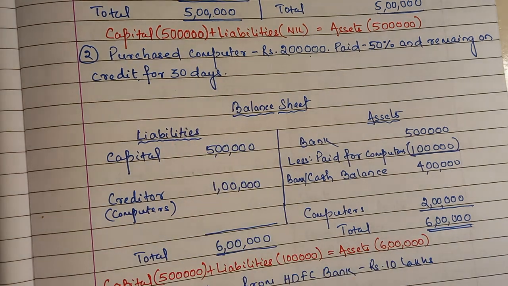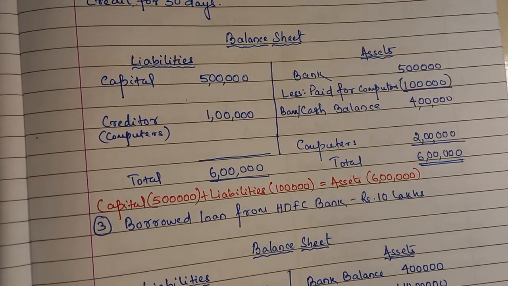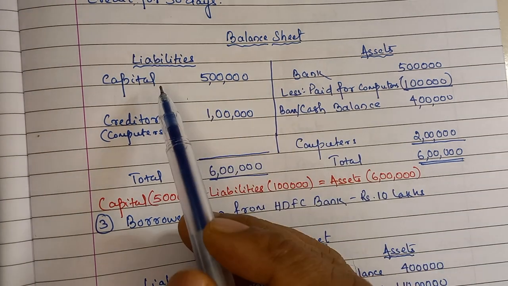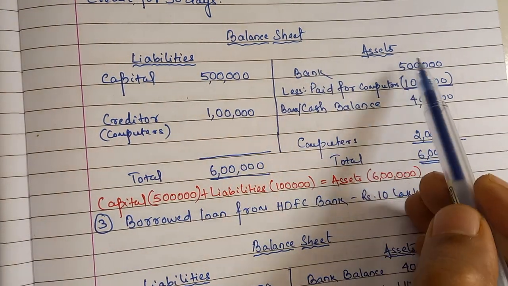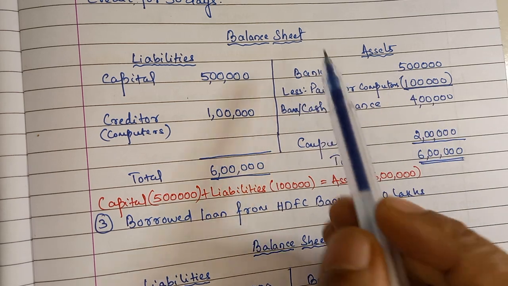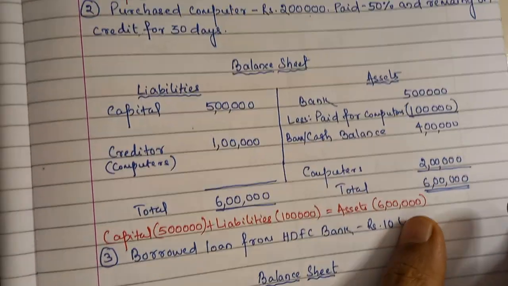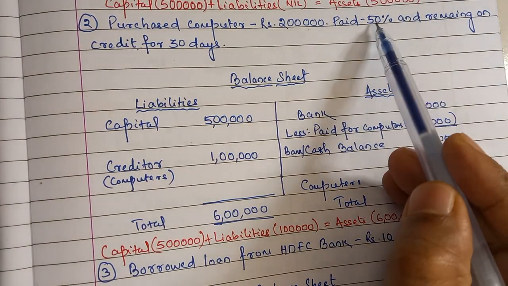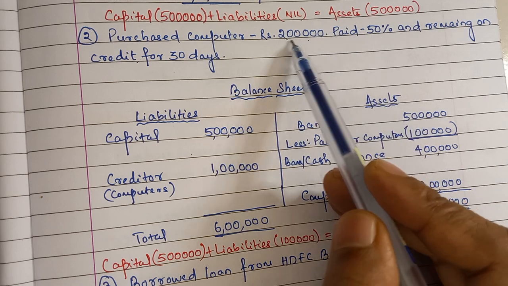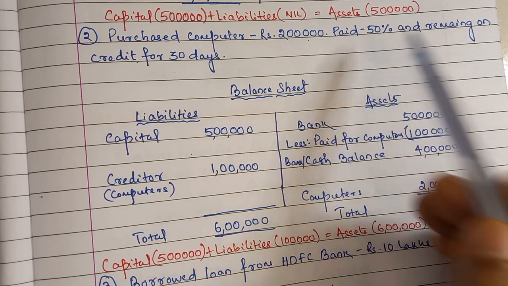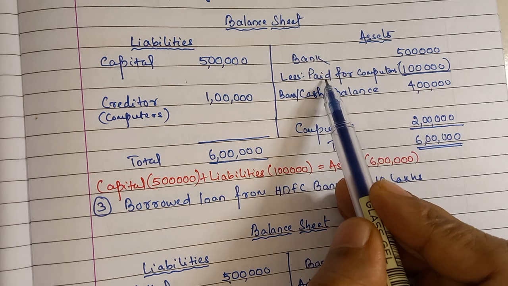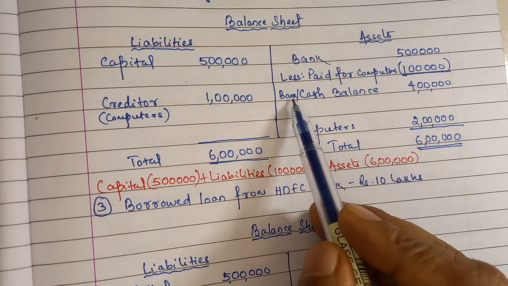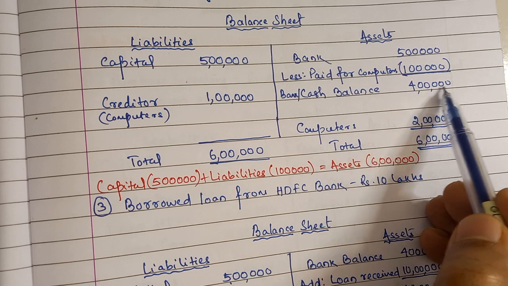Now coming to the balance sheet, what is the status of the balance sheet in this case? From the top, the capital remains the same, the bank remains the same at 5 lakh rupees, but in this transaction what is happening? Because you have paid 50%, what is the amount? 1 lakh. Out of 2 lakh, 50% you have paid. So in the balance sheet we have to reduce it, less paid for computer 1 lakh, and the revised cash balance or bank balance is 4 lakh rupees.